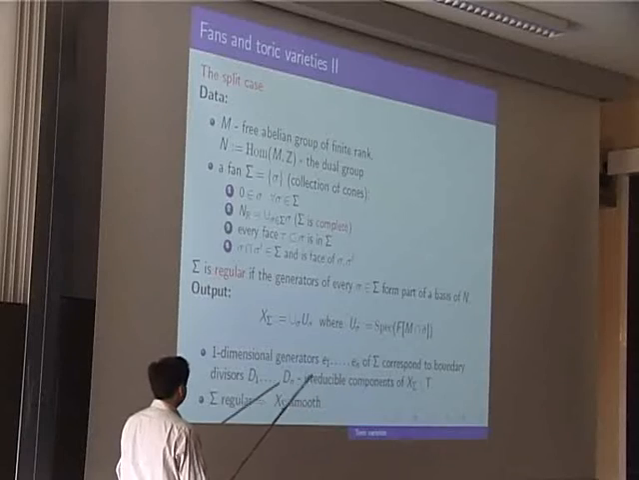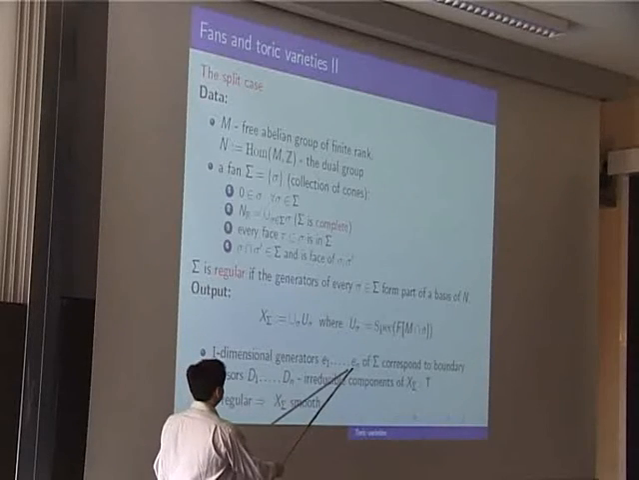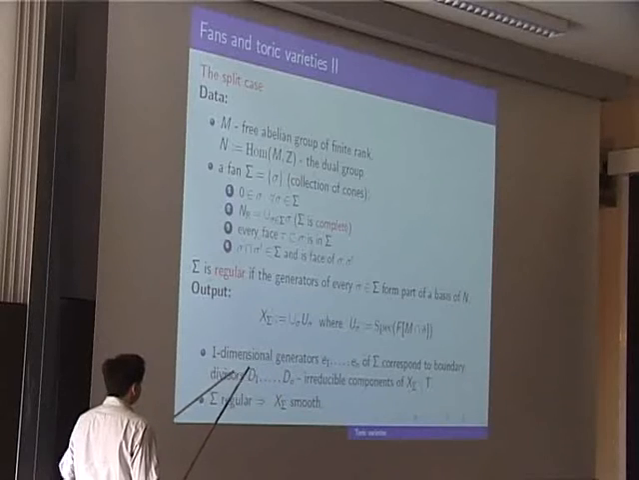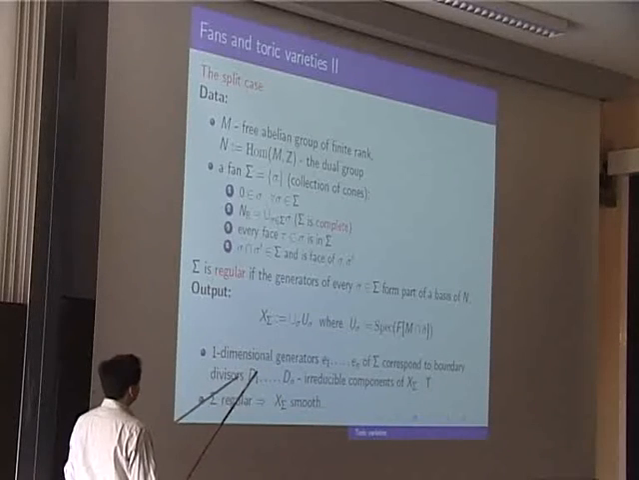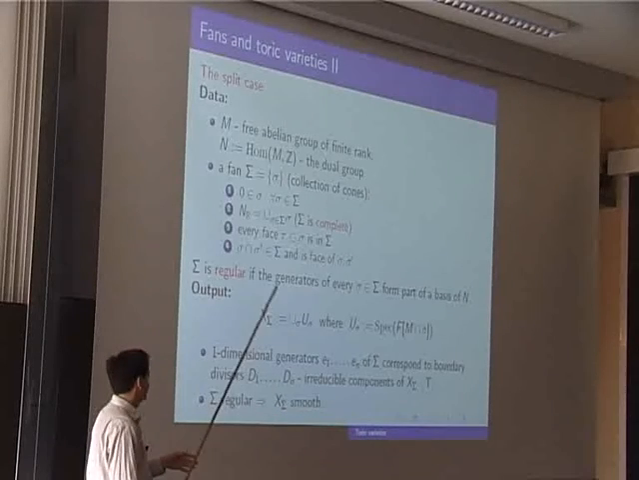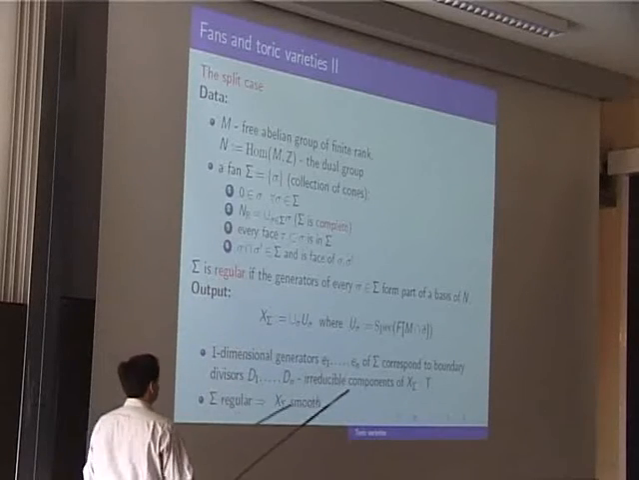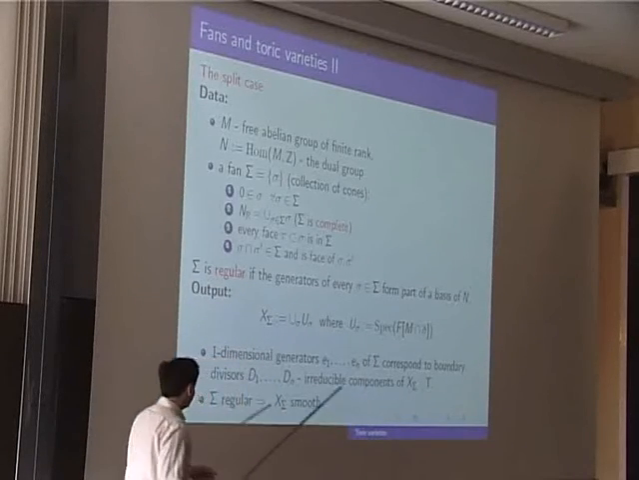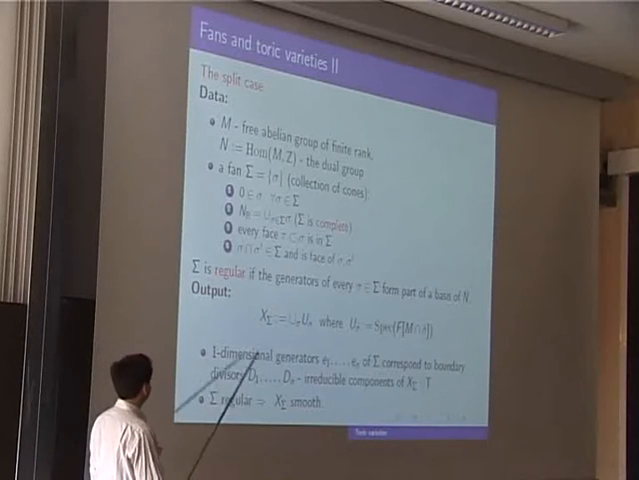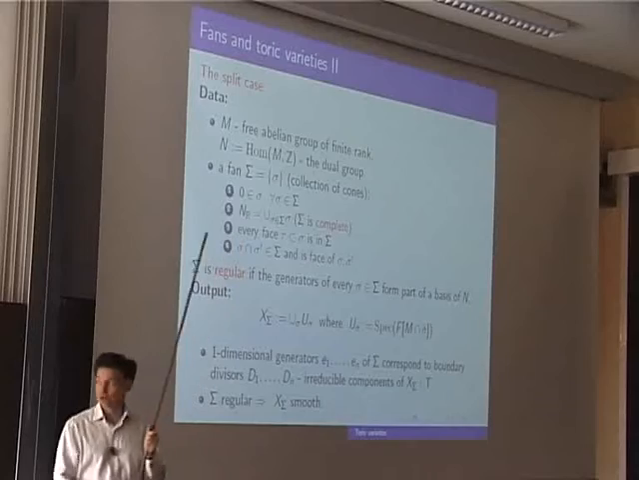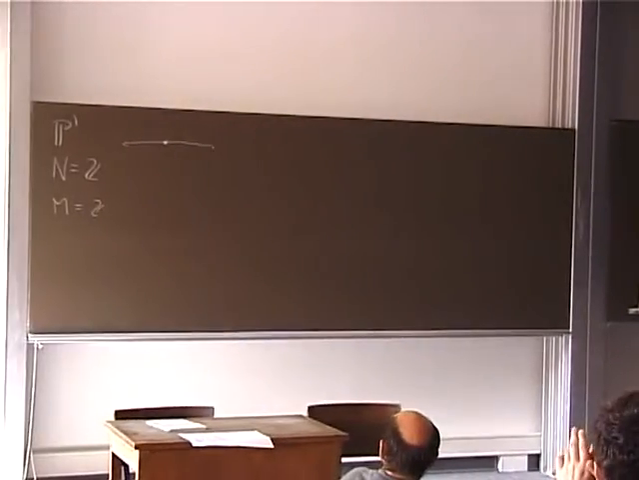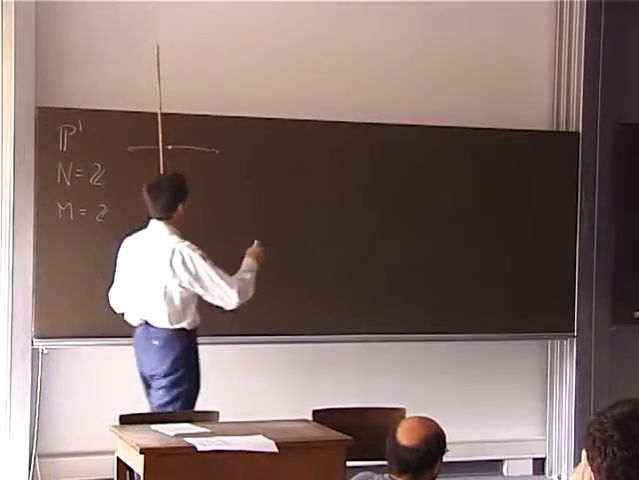There is an interpretation that the generators of the cones, so these one-dimensional generated cones, correspond to boundary divisors, the irreducible components of the boundary. And then with geometric properties, the smoothness is ensured by this regularity condition. So we've seen P1, and the other toric variety we should put on the board is P2.